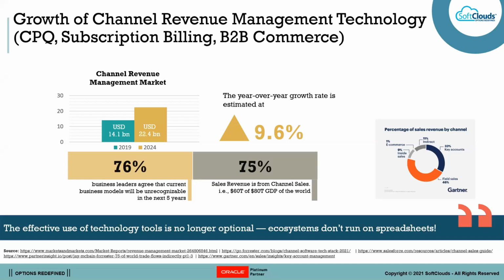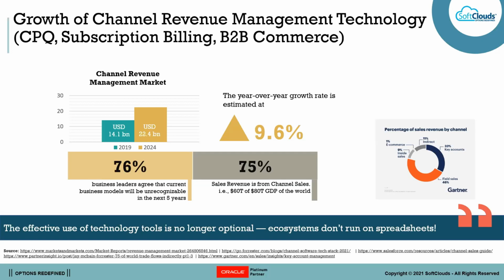In terms of channel revenue management technology, 76% of business leaders agree that current business models will be unrecognizable in the next 5 years. And what that really means is that things are changing. We know that things have changed significantly just in the past year in terms of consumer buying behavior, the way in which we engage with companies, how we are working remotely, and how we're purchasing a lot of things remotely.